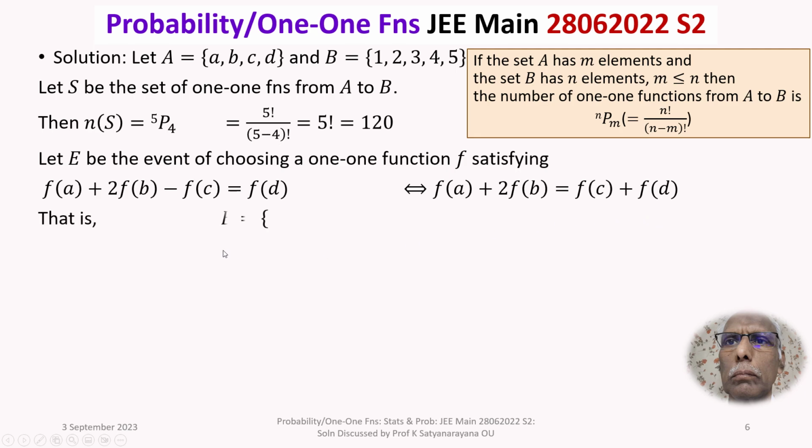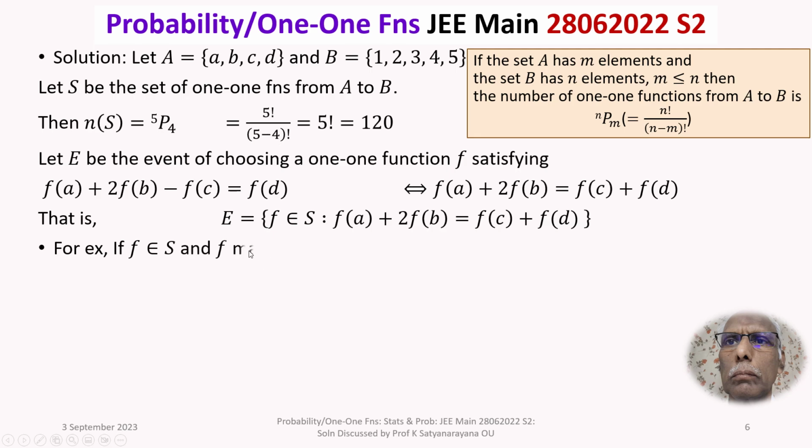That means E is the set of all those f belonging to S, that means all those one-to-one functions satisfying this condition. Once you find this set, find out the order of that, that is n(E), and the required probability will be n(E) by n(S). So now we will familiarize how to obtain the functions that satisfy this condition.